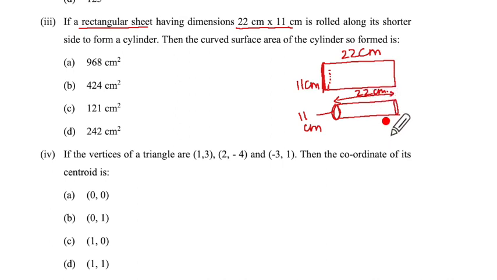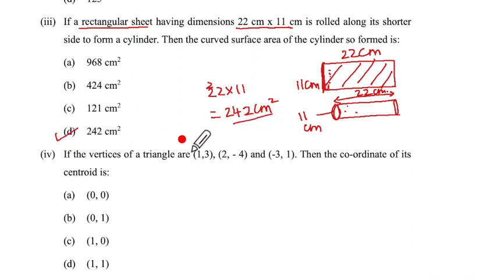Now remember that your curved surface area, when you open it up, is going to be this surface. Now this is going to be 22 multiplied by 11. Can you see that? So that is going to give you 11 into 22, that will be 11 2's 22, carry 2, 11 2's 22, so 242 centimeter square, and that is this option.